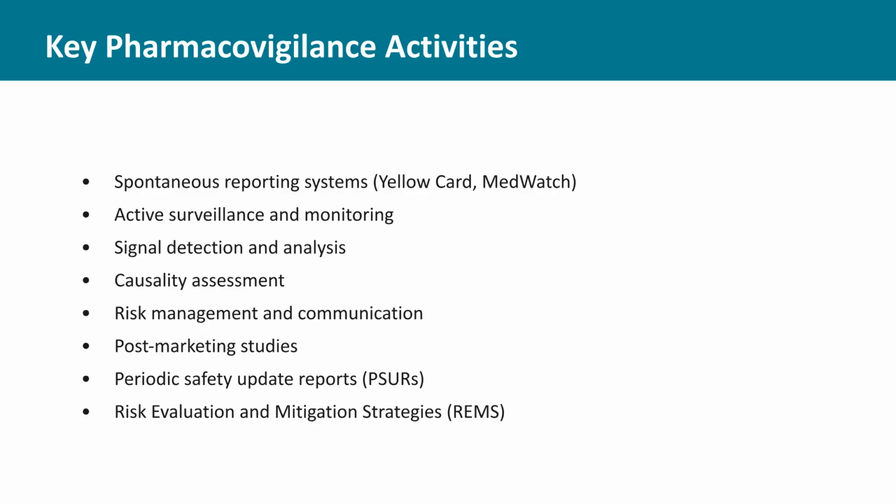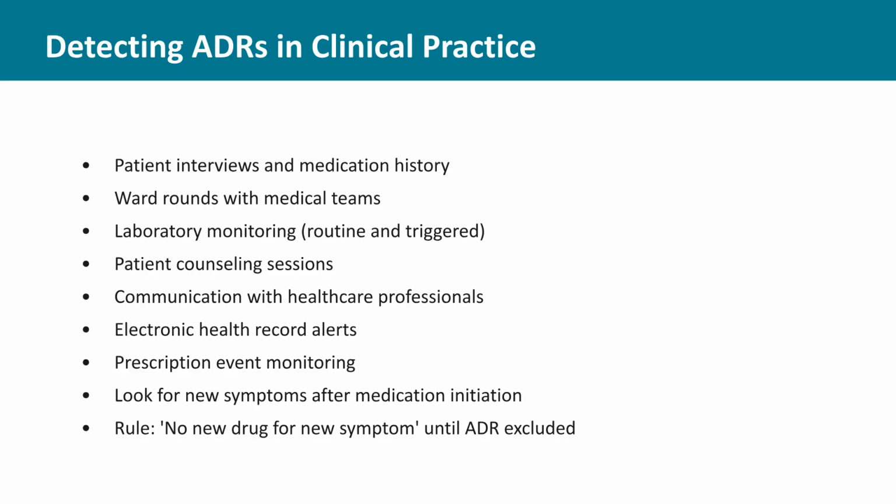Detecting ADRs in practice involves meticulous patient interviews, laboratory monitoring, and a high index of suspicion. A critical rule is to assume a new symptom is an ADR until proven otherwise. Causality assessment tools, such as the Naranjo algorithm, are used to determine the probability of a drug causing an adverse event by considering factors like the temporal relationship and rechallenge data.